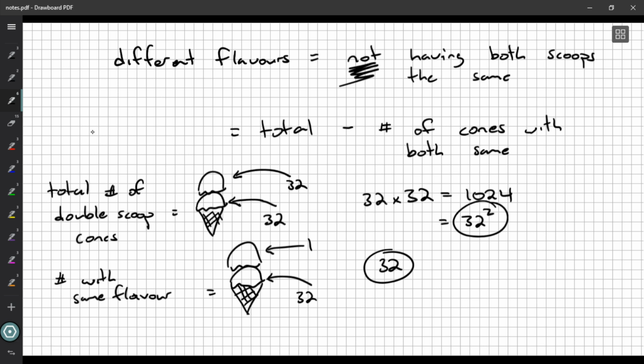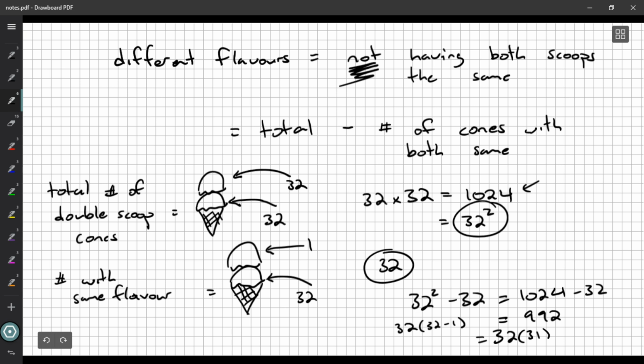So our answer could be summarized as 32 squared minus 32. Or you could say 1024 minus 32 if you want to get the actual numbers involved. Okay? And so subtracting that would be 992. And another way to view this is you could factor out a 32 here and say 32 times 32 minus 1. So another answer would be 32 times 31. Okay? Perfectly good answers.